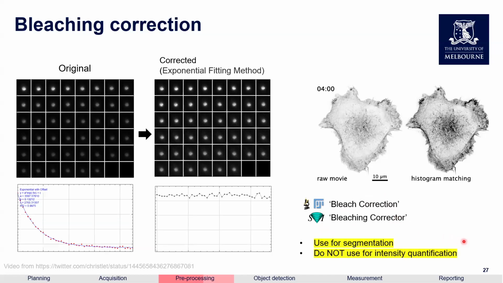Also, something we have to consider is that this type of correction is really useful for segmentation or detecting objects, but it should not be used for intensity quantification, because pretty much we are making lots of changes in our intensity.